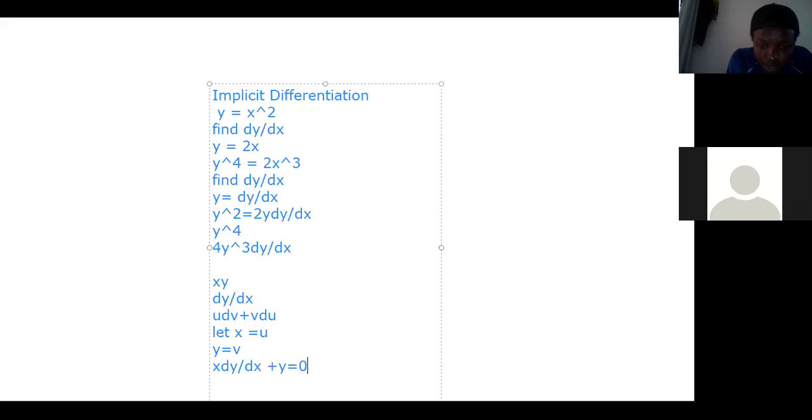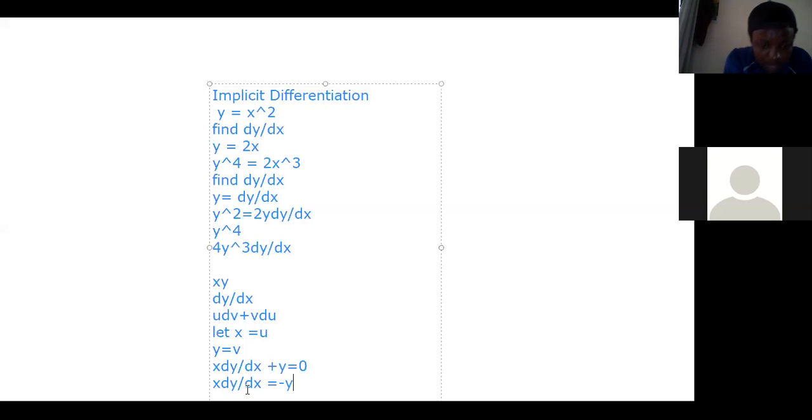Now when we equate this one to 0, because we are looking for dy dx, we can confidently say that x dy dx is equal to minus y. So when it is equal to minus y, we are looking for dy dx, so we divide here by x, then we divide here by x.